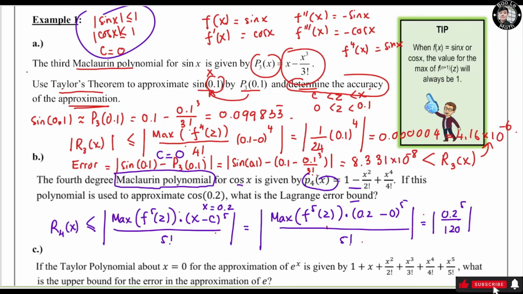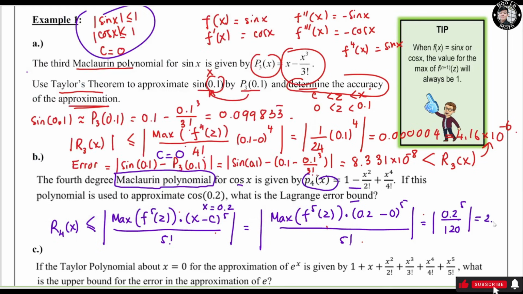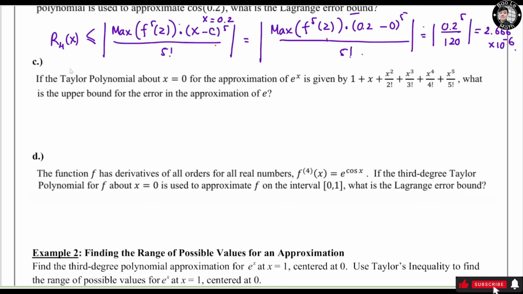We're going to pull up the calculator. 0.2 to the fifth divided by 120, and then press Ctrl Enter. It's going to give you 2.666 repeating times 10 to the negative 6. Now let's move on to question C.